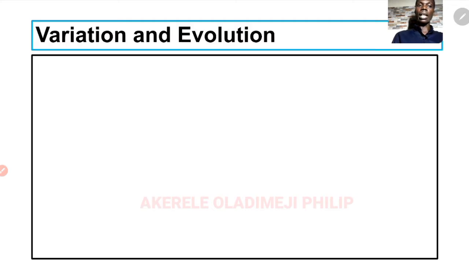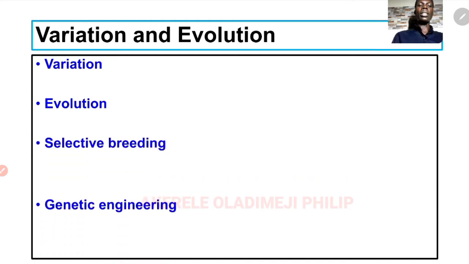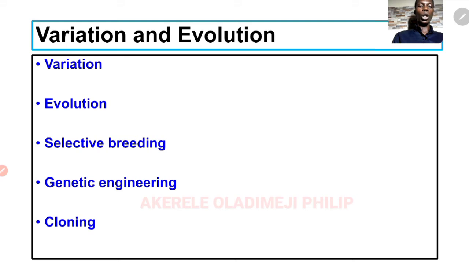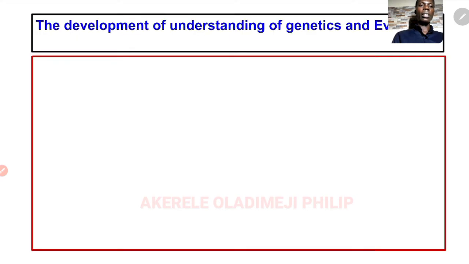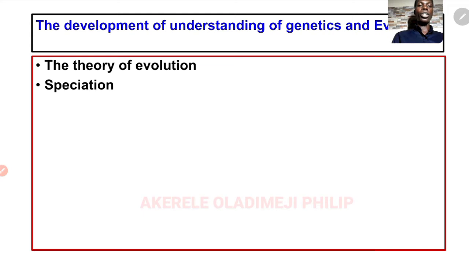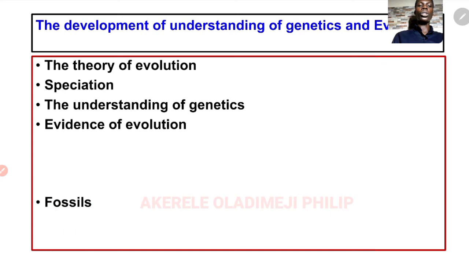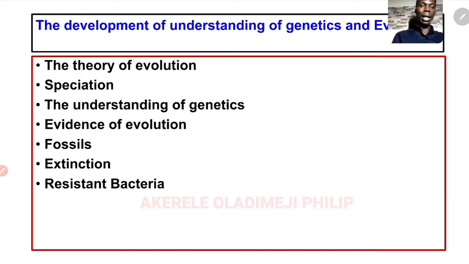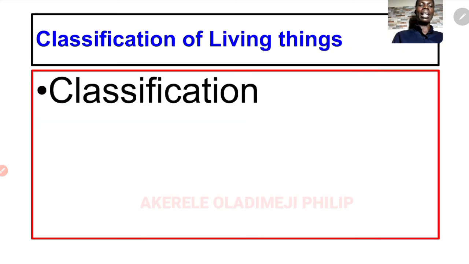Then under variation and evolution, we look at what variation means, meaning of evolution, then selective breeding, genetic engineering, then cloning. All right. Then the third segment, we're looking at the theory behind evolution, the speciation, what it means, the understanding of genetics proper, evidence of evolution, fossils, extinction, resistant bacteria. Then the last part will be classification of living things, which is just basically us classifying living things.